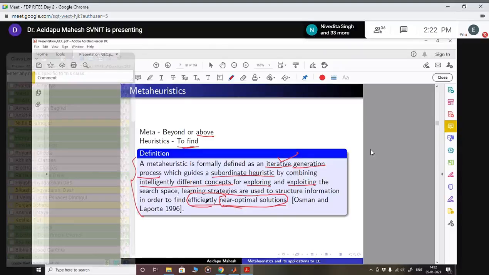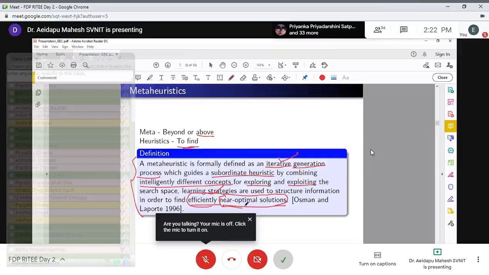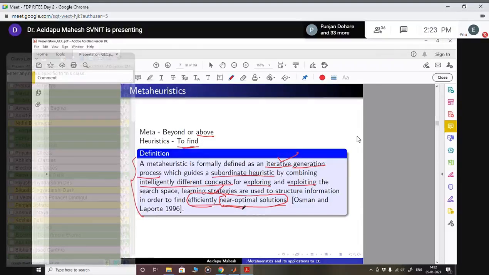This is the common advantage and disadvantage of metaheuristic algorithms: we find the near-optimal solution efficiently, that is the advantage. But there is no 100% guarantee that you are going to get the global optimal solution. You can say it is almost close to the global optimal solution. So you may not get the 100% global optimum, but this can efficiently give you a solution almost close to optimal. That is the basic definition.